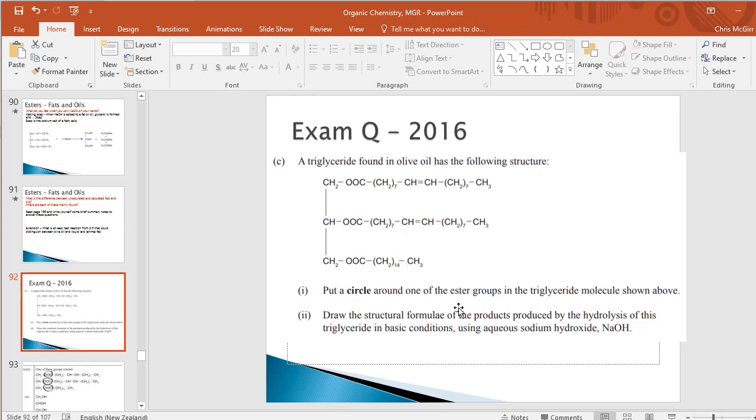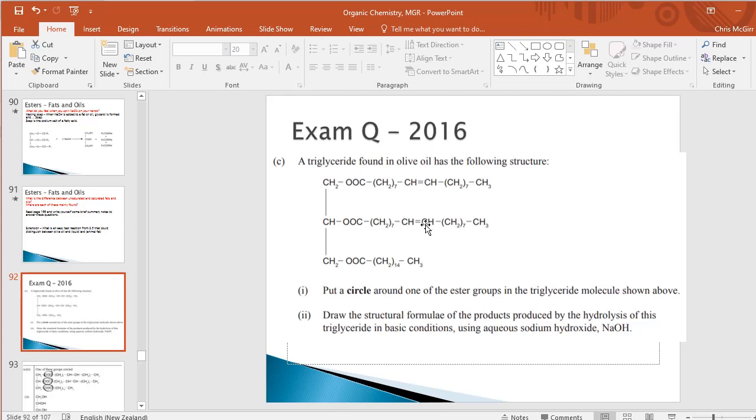Put a circle around one of the ester groups. There it is there. Great, done. Nice and simple. Got ourselves an achieve mark. Draw the structural formula of the products produced when this triglyceride is hydrolysed in basic conditions using sodium hydroxide. So the skill here is knowing that it splits between these oxygens here, and your products are going to be this triol. You would have to draw that out, just taking off this part, this part, and this part, and putting an H on the end. And then each of these is a separate product.